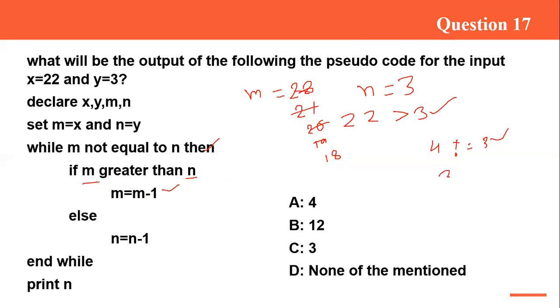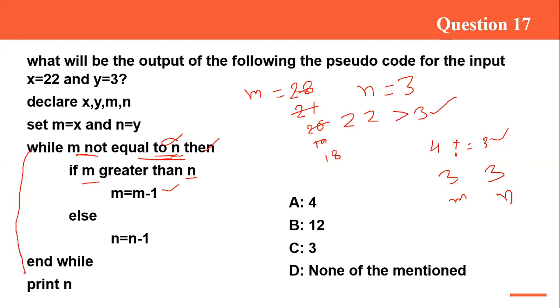That means 3 and 3. Right now, m and n are 3, 3. Now we are checking 3 not equal to 3. Is it true? False, right? 3 not equal to 3, is it true? False. As it is false, what will happen? Directly it will jump out of the while.